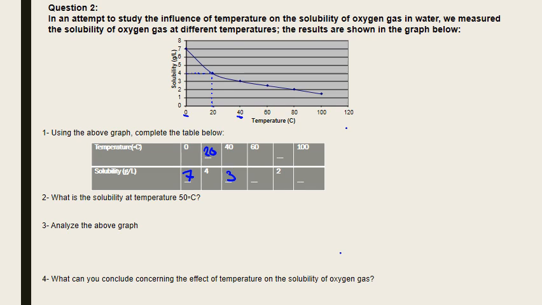So at 40, we look at 40, which is here, the solubility is 3. At 60, here we have to use the graph, so at 60, we go up to the point and then cross. So it's around 2.5. At 80, so we use the graph, it's 2. And at 100, we also use the graph. It's around 1.5.